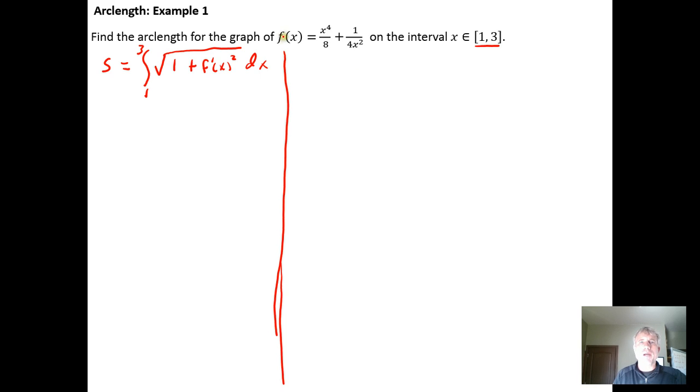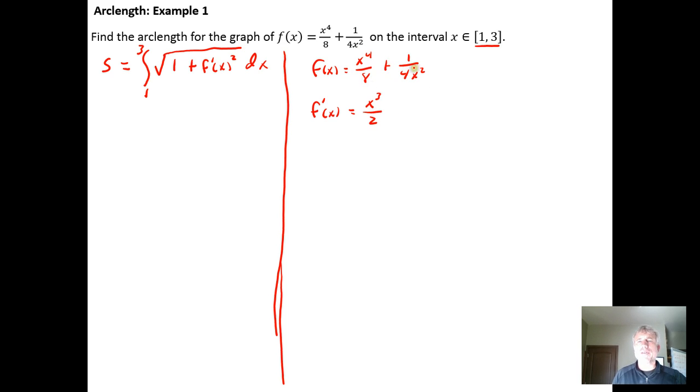I would do as much simplification ahead of time as I could possibly do. So over here I'm going to take my f of x, which is equal to x to the fourth over 8 plus 1 over 4 x squared, and we know we need to calculate the derivative of f, so I need to know f prime. So f prime is going to equal, we'll bring the exponent down in front, and when we bring the 4 down, it will go into 8 twice, and then we reduce the exponent by 1, so we wind up getting x cubed over 2.